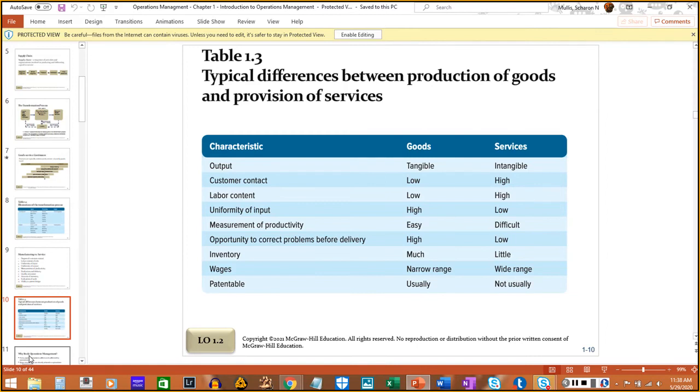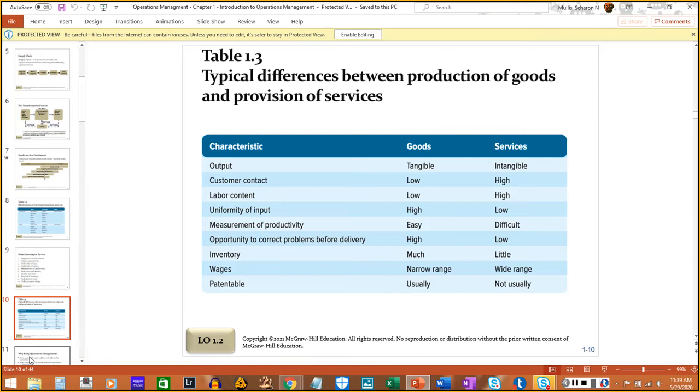Customer contact. When you're producing a good, the customer basically is kind of like non-existent physically. But when you bring it to the service end, you'll see the customer. So an example of that would be GM producing a car. There's not much customer contact that goes into GM manufacturing a car, but there is a lot of customer contact at the end point when GM wants to sell that car.